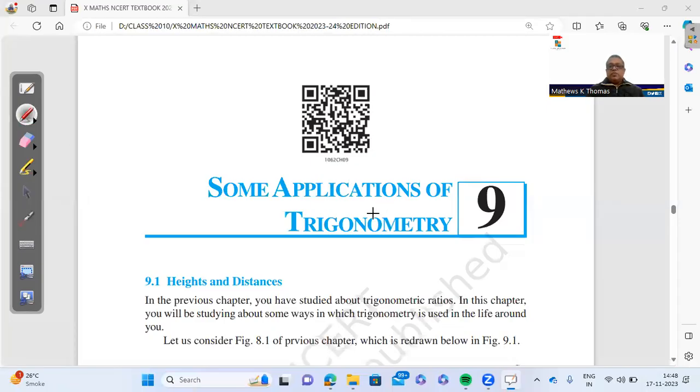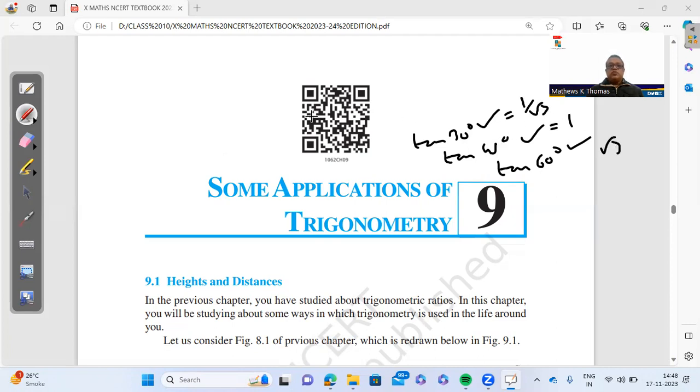Chapter number 9, some application of trigonometry. There is nothing new. Whatever you did in chapter 8, same formulas will be used. We use sine, cos and tan, more of tan. So tan values you should know. Tan 30, tan 45, tan 60. These values, it's better that you memorize so that you save time because the maximum questions are based on tan, and 0 and 90 is not there obviously. Tan 30, 1 by root 3, tan 45 is 1, tan 60 root 3. These values you should know.